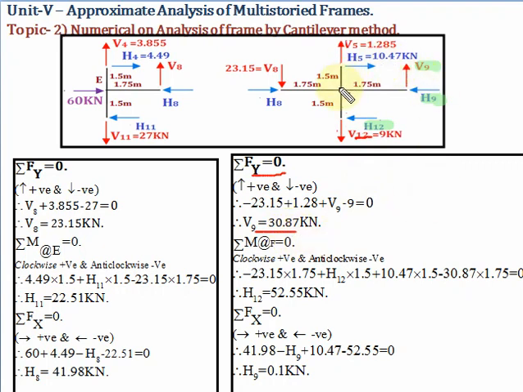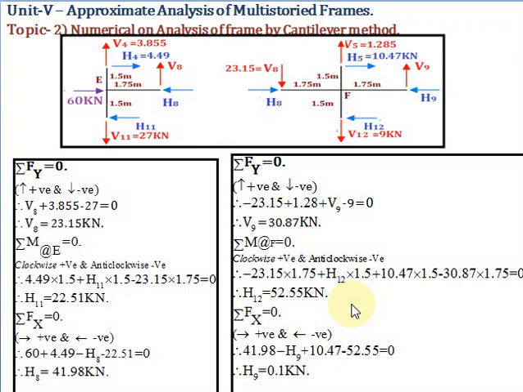Now take the moment at joint F equal to 0. So 23.15, how is it acting? Anti-clockwise into 1.75. Then H12, how is it acting? Clockwise. So plus, what is the distance? 1.5. Then 10.47 acting clockwise, yes or no? So plus, what is the distance? 1.5. Then V9 acting in anti-clockwise direction, minus 30.87 into 1.75. So here we'll get the value of H12, that is 52.55.